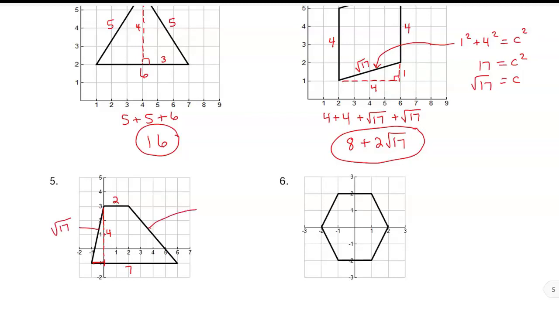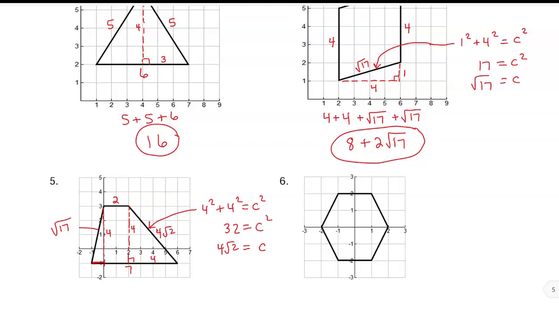This slant side belongs to a right triangle who has a base of 4 and a height of 4. So that would be 4 squared plus 4 squared equals c squared. Using my calculator, I'm getting 32 equals c squared. So c equals 4 root 2. So this side is 4 root 2.